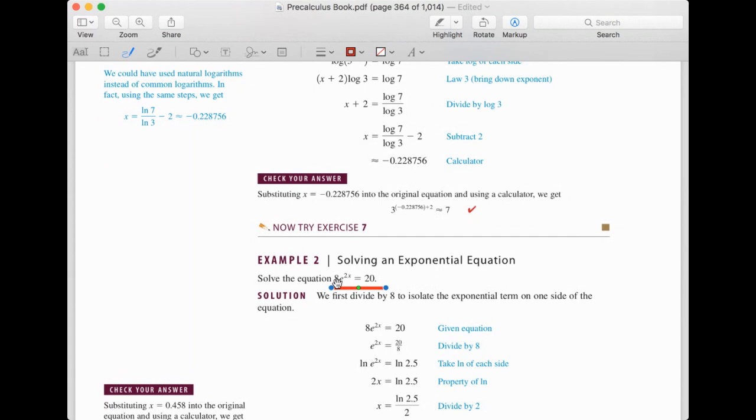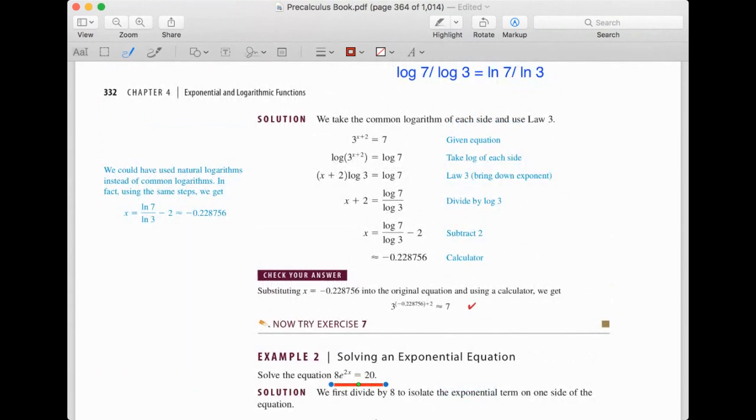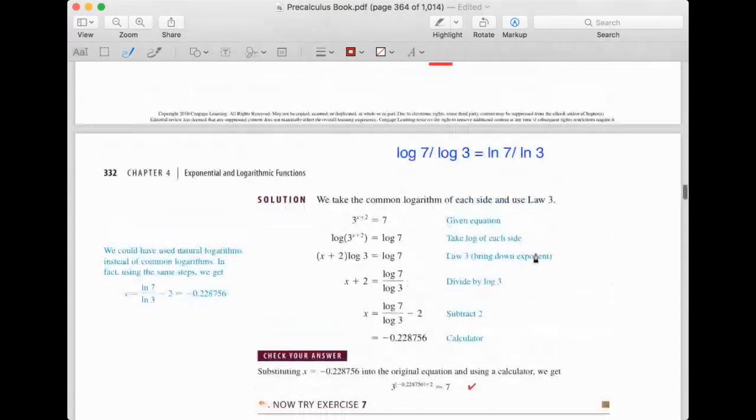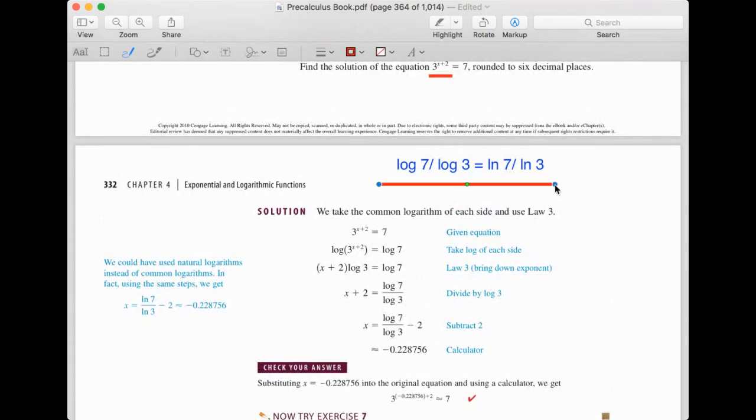I have a question, Professor. Yes, go ahead. You said we didn't need to calculate the log 7 over log 3, right? Yeah. For example, x equals log 7 over log 3 minus 2. Can we stop here? Yes, we can stop there. If you are curious, you can consult a calculator to see what the number looks like, but this is an estimation.